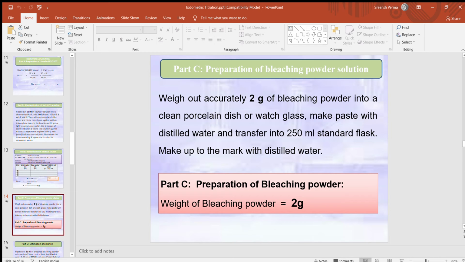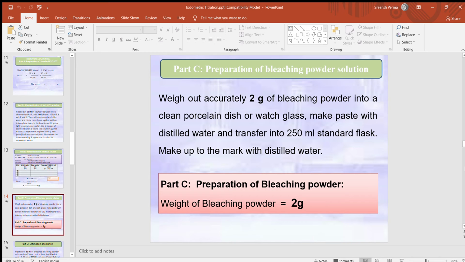If you use only the clear solution, you will get a very early endpoint. If you use a highly turbid solution, you will get a very late endpoint. That is why, if you swirl and mix it properly and make the concentration even, you are going to get the correct endpoint.